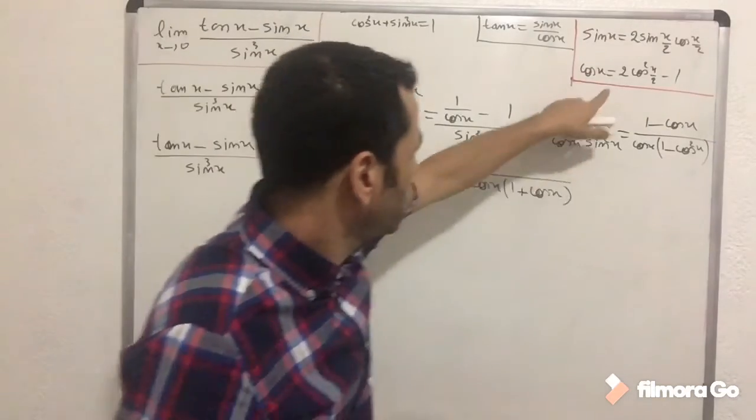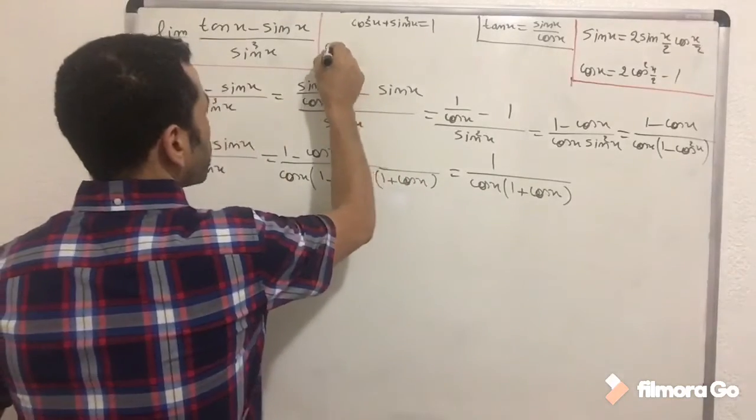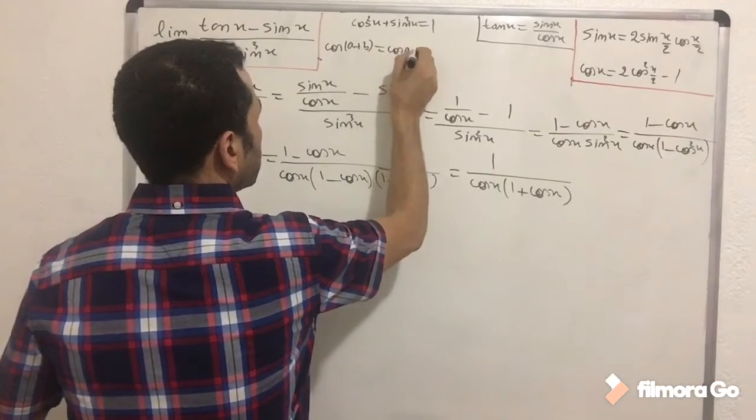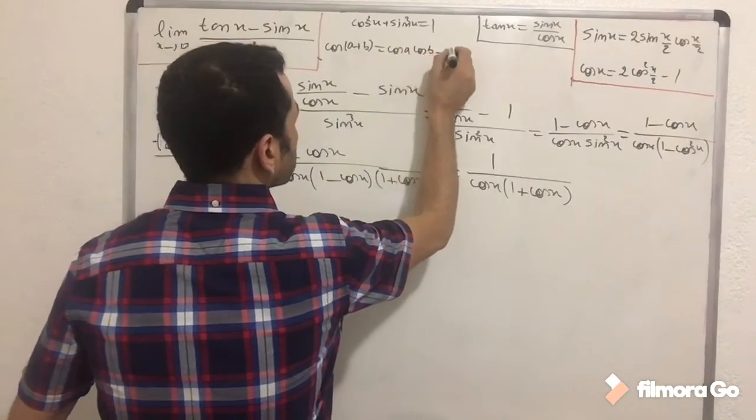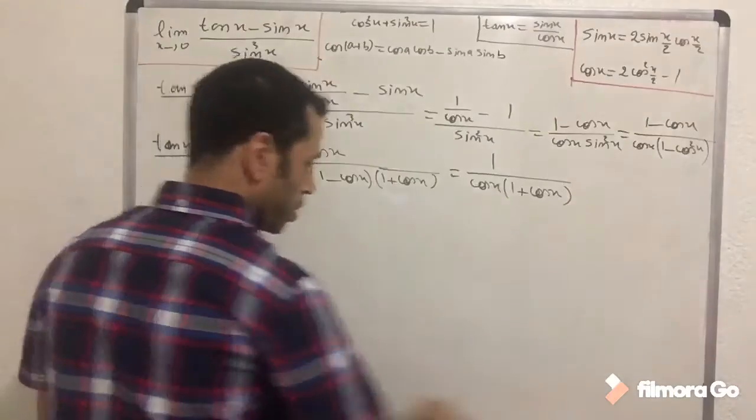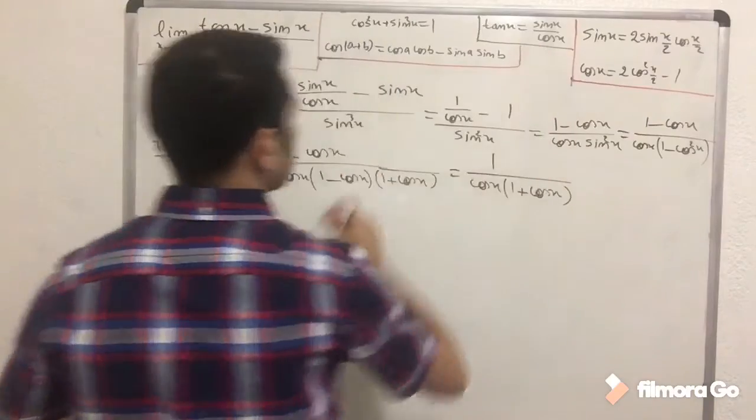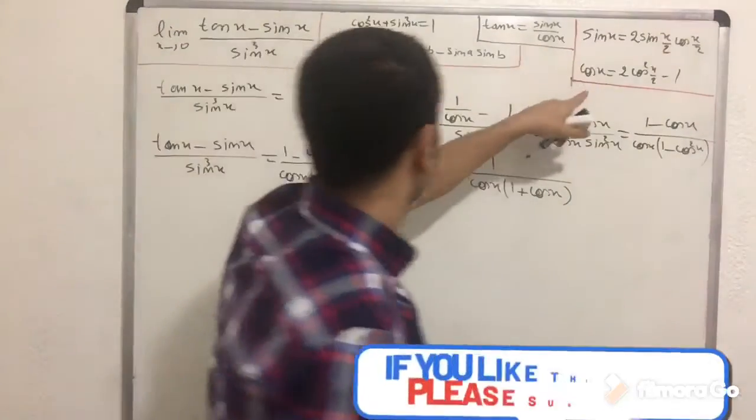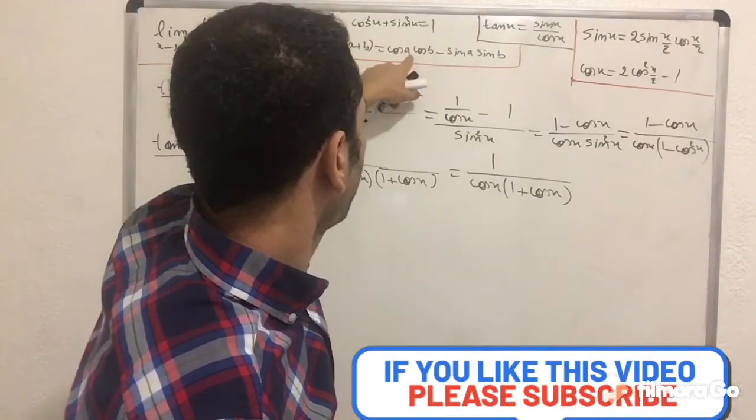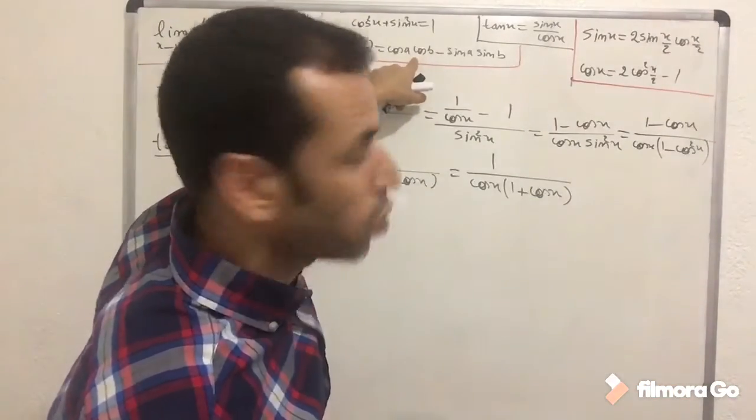How to prove this one? This is easy to prove. Let's put the formula for cosine a plus b: cosine a multiplied by cosine b minus sine a multiplied by sine b. Keep in mind you have to know this one, all of these trigonometry formulas you should know. How to apply this one? Let's replace a and b by x over 2. Cosine x over 2 multiplied by cosine x over 2, which is cosine square of x over 2.